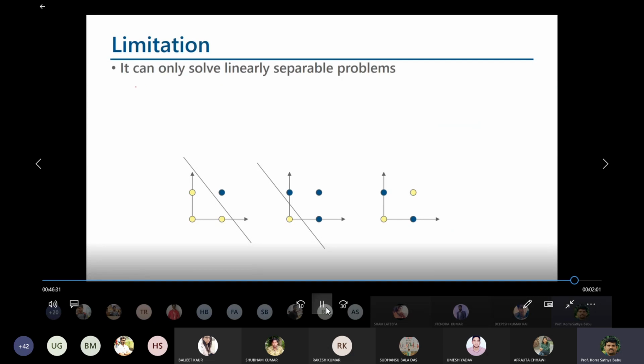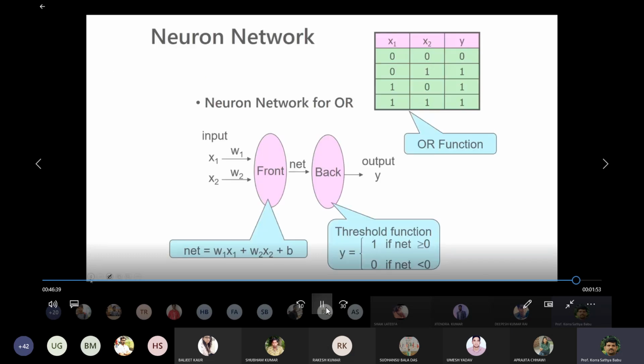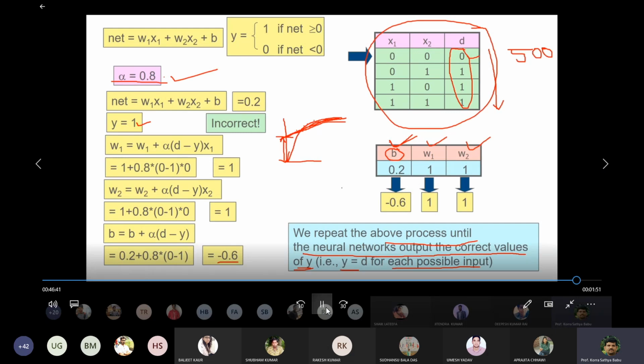Some limitations are there. It can only solve linearly separable problems. Now, in my next class, I want these values: this bias, this weight W1 and W2. Please make sure that you provide me these values for this learning rate, taking the learning rate as 0.8. Sometimes you try with different learning rates also, to see where it converges and how fast it converges. That is your experimentation sometimes.